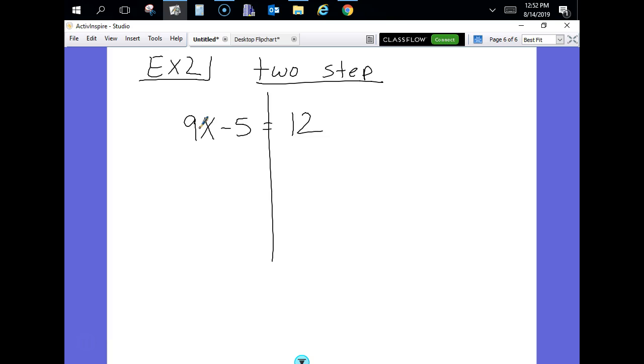All right. So how would you get rid of the 5? You would add 5 to 12. Good. And then how do you get rid of the 9? Divide. Right? So now here's the question we haven't answered yet, though. How do you know which one comes first?